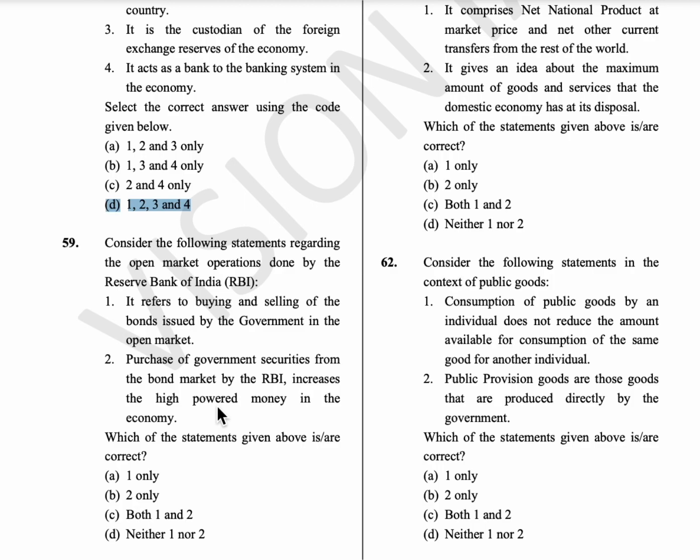59th question, consider the following statements regarding the open market operations done by the RBI. So the first statement is it refers to buying and selling of the bonds issued by the government in the open market. Second is purchase of government securities from bond market by RBI increases high powered money in the economy. So both these statements are correct. So option C.